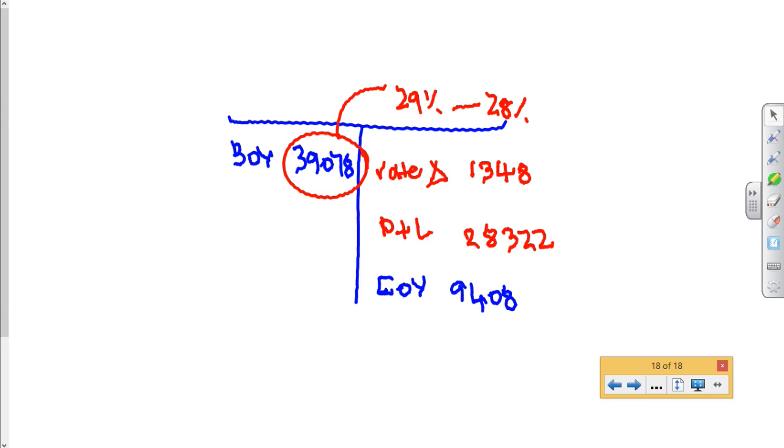All right, is that what you got? I start with 39078, which was given. My rate change, 1348. Did you all get 1348? You divide by 29 and times by 1 to move it that way. And then the P&L is the balancing figure, 28322. Yes? Okay. So then that's required C.